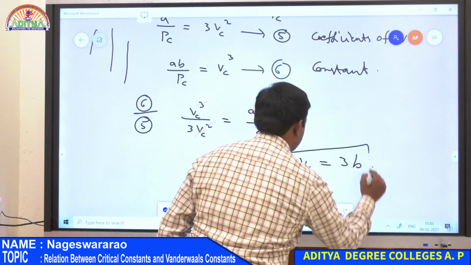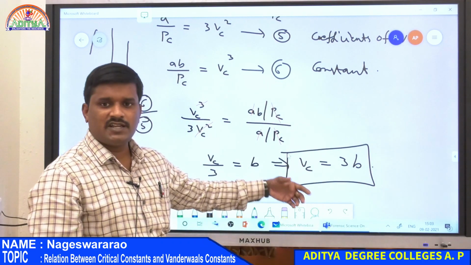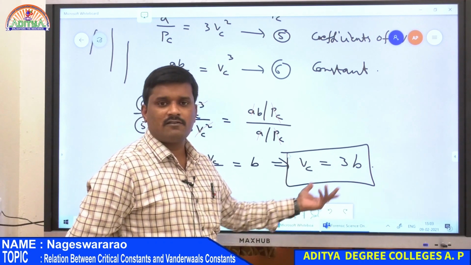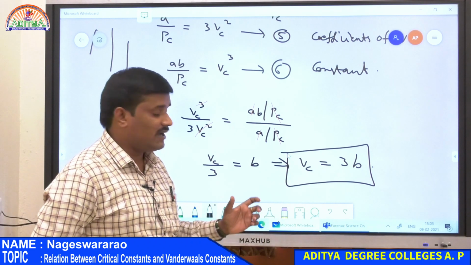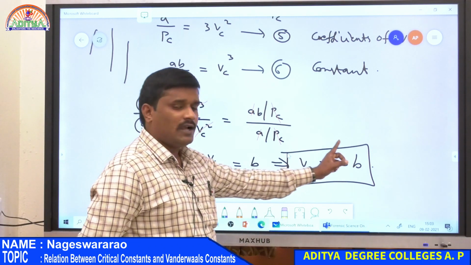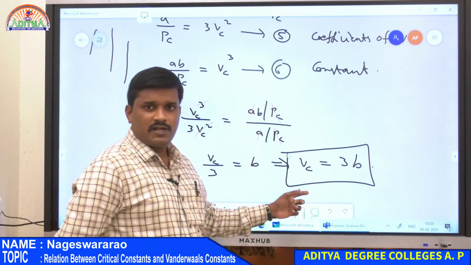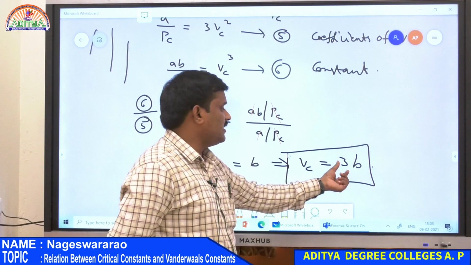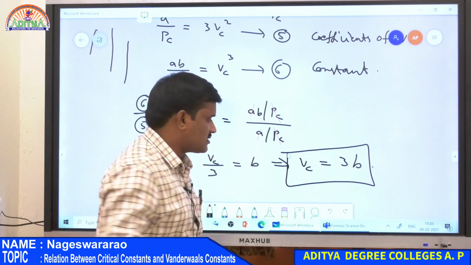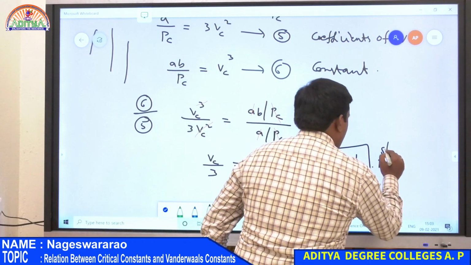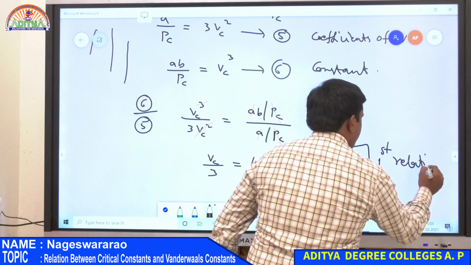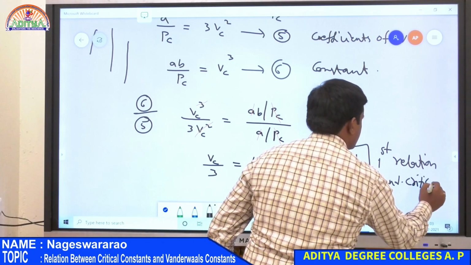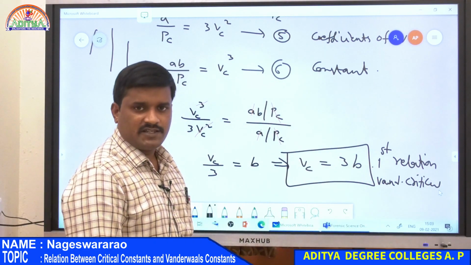Therefore simply Vc is equal to 3B. So this is the relation. So Vc is equal to 3B. What is Vc? This is critical volume. And what is B? Van der Waals constant. Therefore finally we get a relation between critical constant and Van der Waals constant. So here the critical constant is Vc. So critical volume is equal to 3 into Van der Waals constant B. So this is the first relation between Van der Waals constants and critical constants. So what is the relation? Vc is equal to 3B.